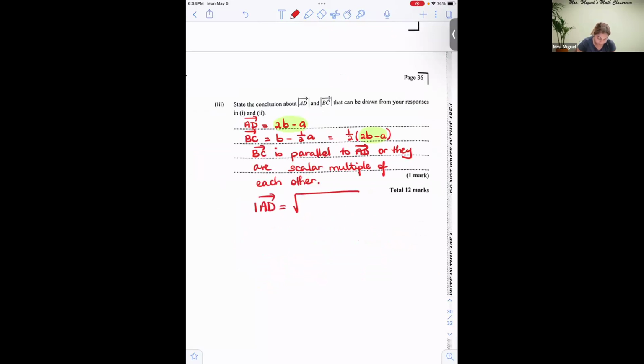So this is the square root of negative 1 squared plus 2 squared. And then we have BC, which is negative a half squared plus 1 squared. So go ahead and find that. So this is square root of 5, and this is 1.25. So find it.